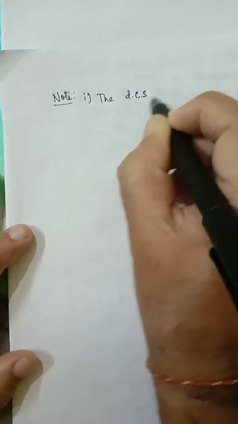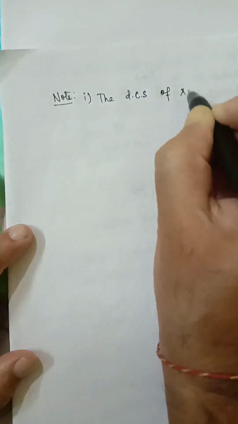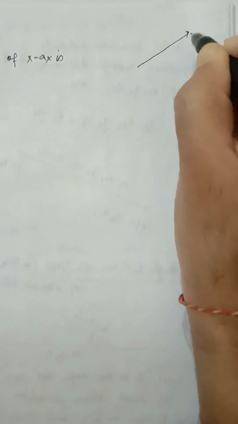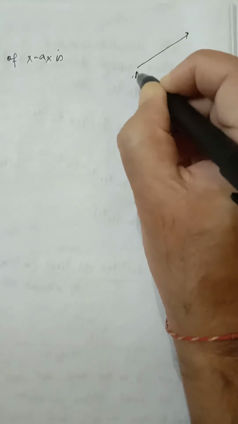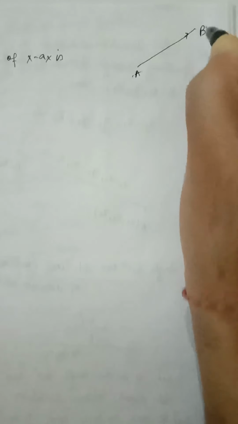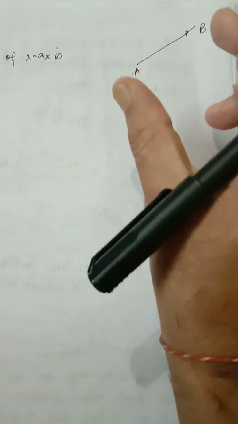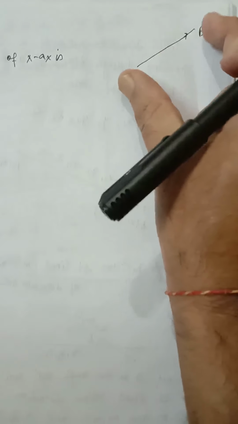The direction cosines of x-axis are, what will be the direction cosines of x-axis? If we have to find direction cosines of a line, suppose AB is a line. To find direction cosines of a line, first of all we find the angles this line makes with x, y and z axis.